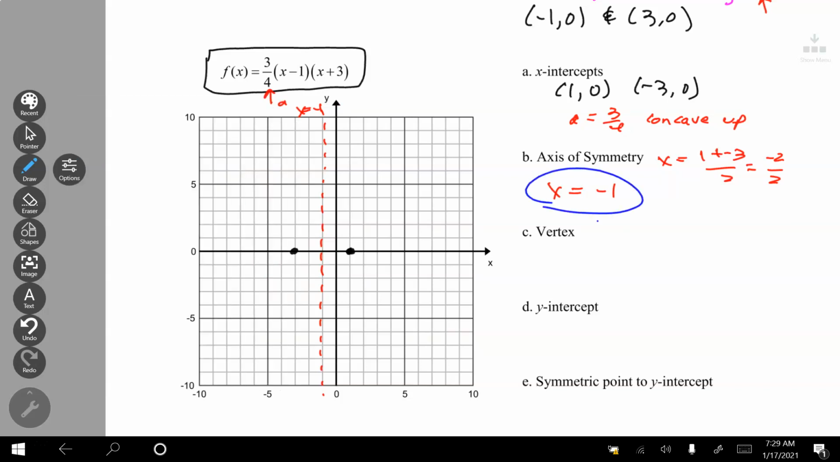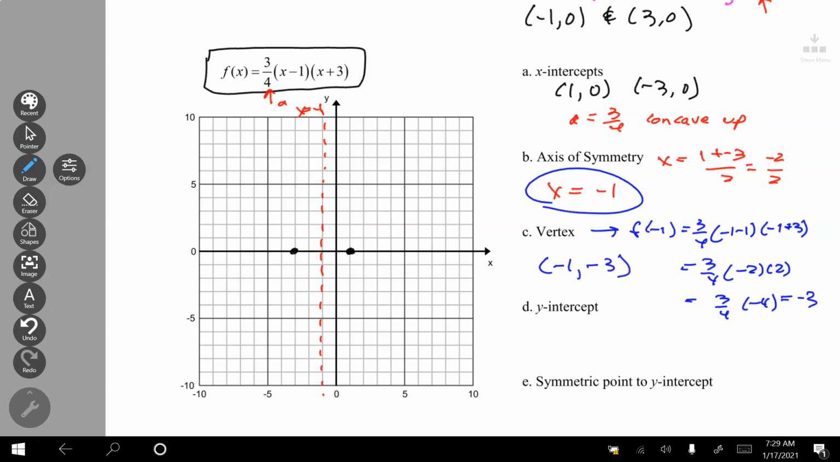I'm going to use this value to find the vertex by doing f of negative 1, plugging it into the function. So I get 3/4, negative 1 minus 1, negative 1 plus 3. And if I do this right, I should get opposite values here. And I get 3/4 times negative 4, which is negative 3. So my vertex is negative 1, negative 3. And I can plot that. Negative 1, negative 3, which is right here.